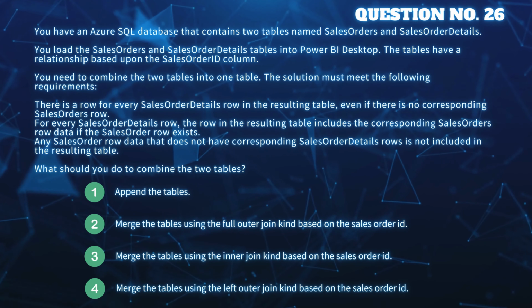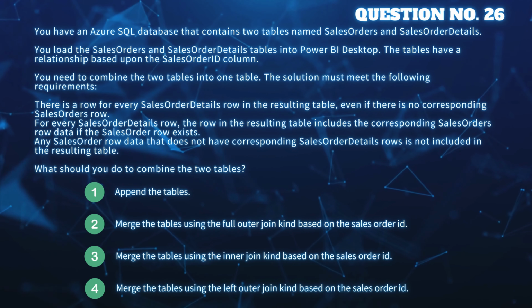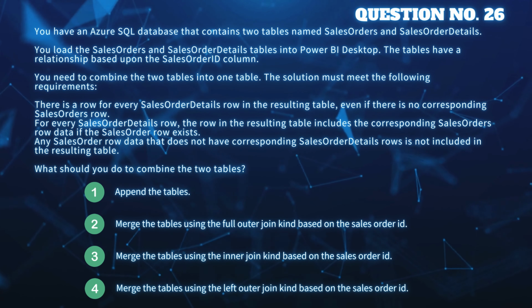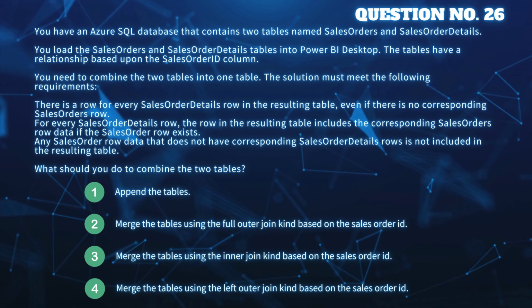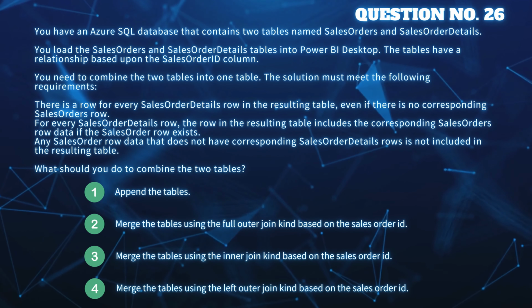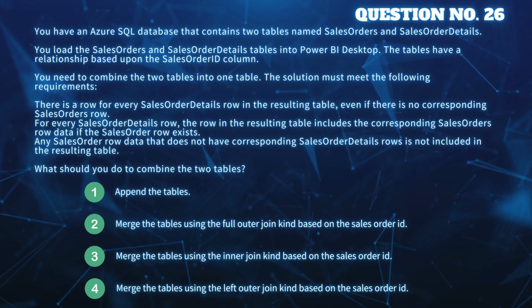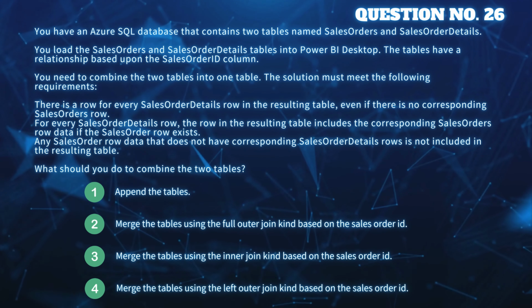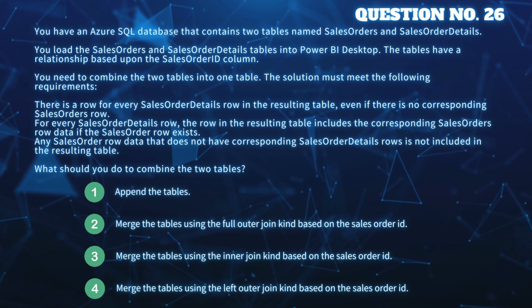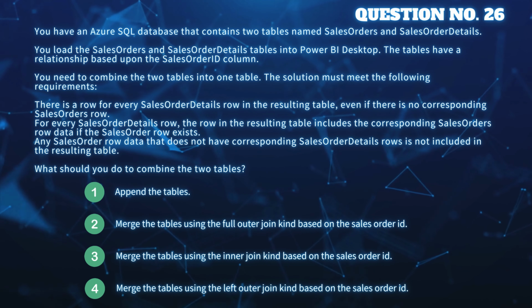You have an Azure SQL database that contains two tables named Sales Orders and Sales Order Details. You load the Sales Orders and Sales Order Details tables into Power BI Desktop. The tables have a relationship based upon the Sales Order ID column. You need to combine the two tables into one table.